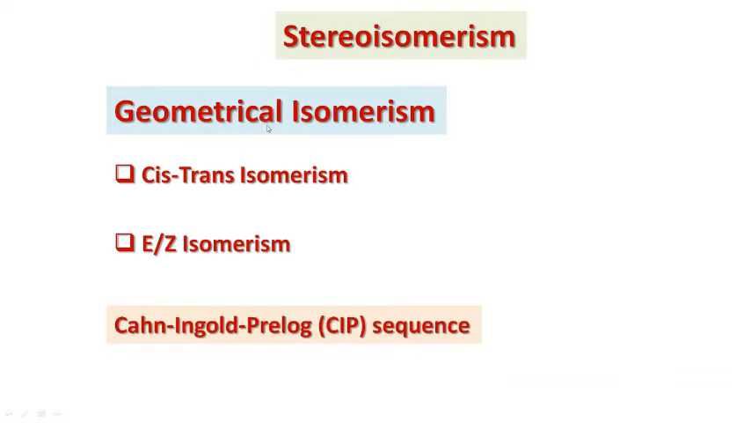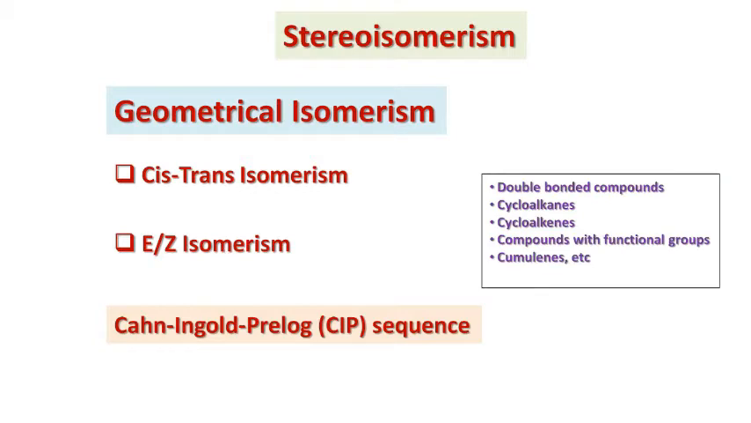Today we are going to discuss geometrical isomerism, which is a part of stereoisomerism, and it is of two types: cis-trans isomerism and E-Z isomerism. In this video it is discussed in several different kinds of compounds, and to decide the priority of the substituent groups, the Cahn-Ingold-Prelog sequence is also discussed.